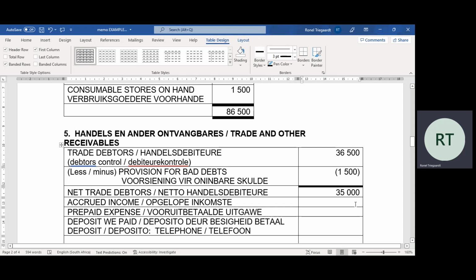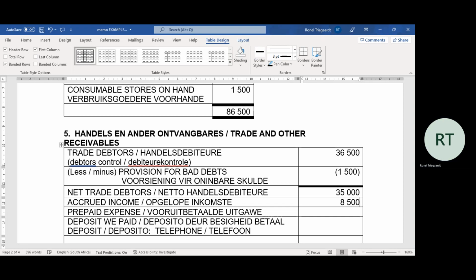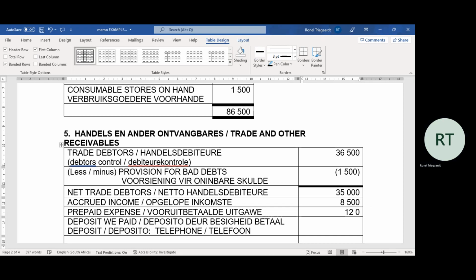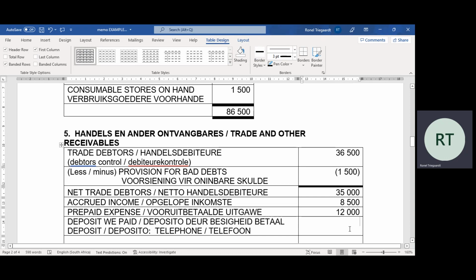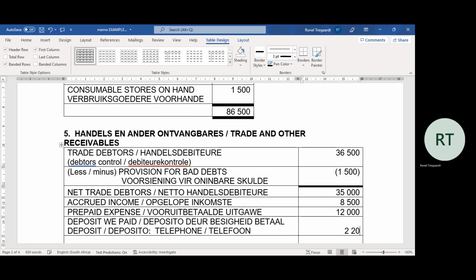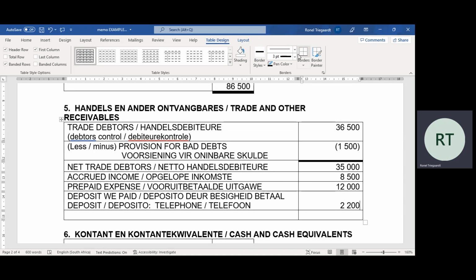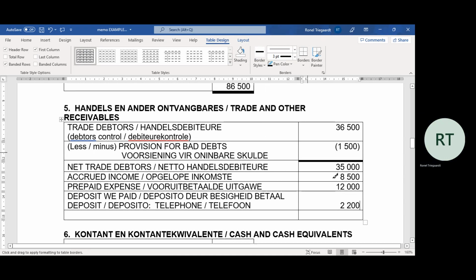So can we find the amounts? Was there an accrued income? Was daar 'n opgelope inkomste? Ek is seker van ek het een gehad. Was daar eene? Okay, I'm just looking for mine. 8,500, is dit reg? Daar's 'n vooruitbetaalde uitgawe, 12,000. And there was a deposit paid for the telephone, 2,200. En dis die lot. Now we need to total this again. Ons moet nou weer optel.